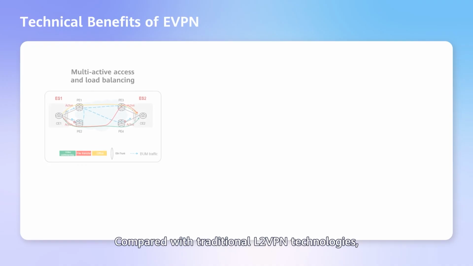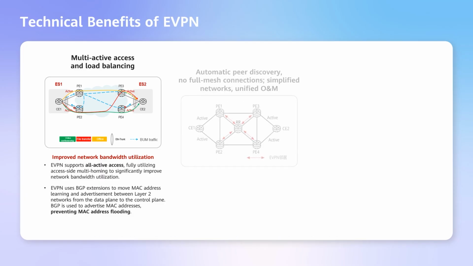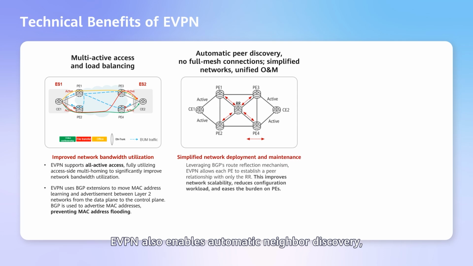That's where EVPN, a next-generation VPN technology designed for all-service transport, comes in. Compared with traditional L2 VPN technologies, EVPN supports multi-homing access and traffic load balancing, making full and efficient use of network bandwidth resources. EVPN also enables automatic neighbor discovery, eliminating the need for full mesh connections. It unifies the control planes for L2 VPN and L3 VPN services by using BGP extensions to carry Layer 2 and Layer 3 reachability information. This separates the forwarding and control planes, simplifying network deployment and maintenance.